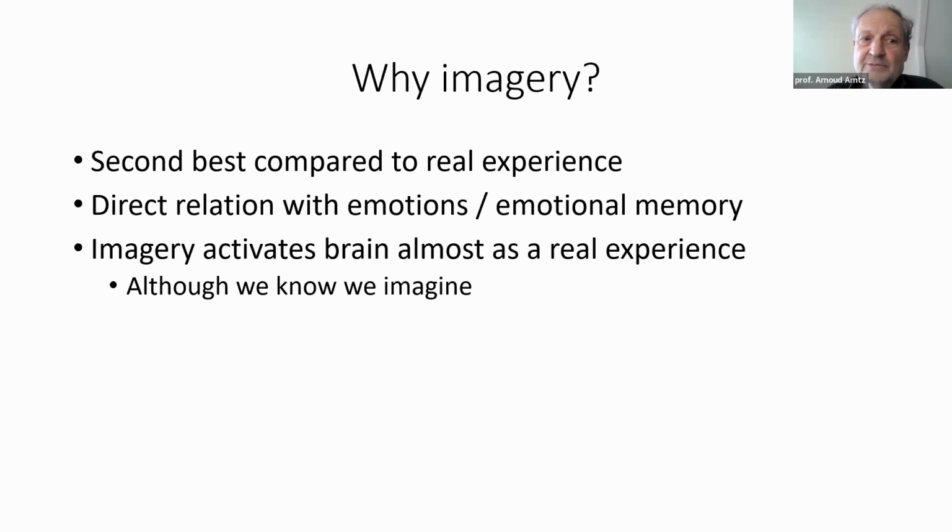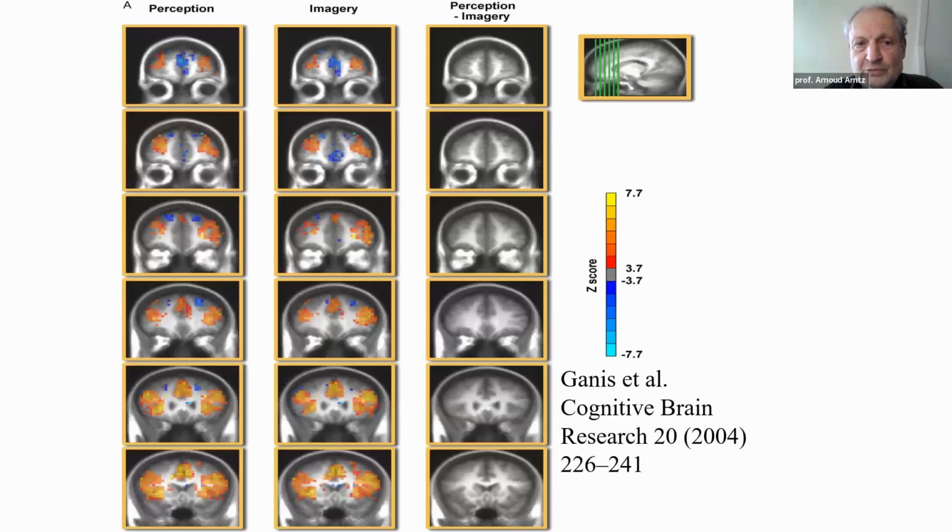And lastly, imagery activates the brain almost similar to a real experience. And this is very fascinating. It shows how powerful our human imagery capacities are, that we can activate our brain almost as if a real experience takes place, although we know we're not hallucinating and we know we imagine. And these research findings, which are not from clinical psychology but from fundamental psychology, illustrate this.